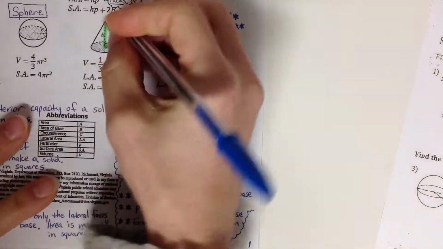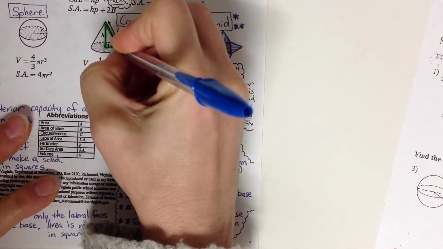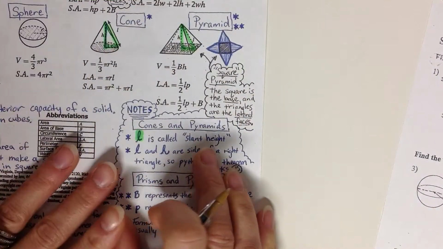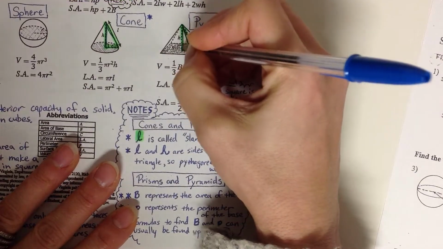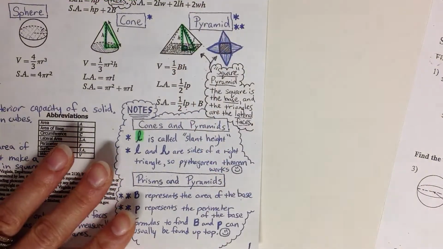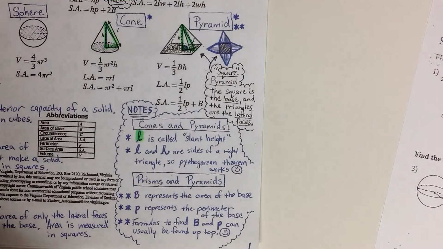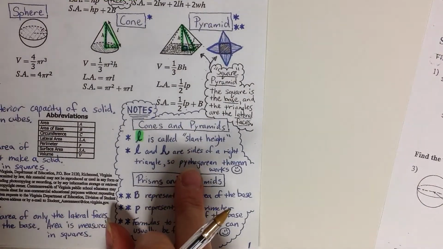Right here, you can see it on your formula sheet. If you look at the cone, it's easy to see. When you look at the pyramid, it's not as easy, but you could draw it in there. Okay, and these are right triangles. So if you're missing something you need, Pythagorean theorem will be helpful.